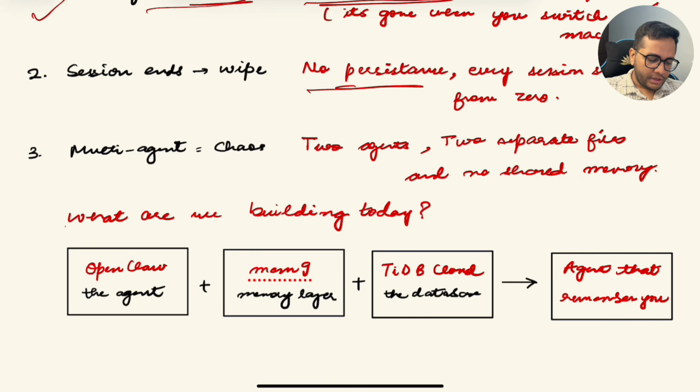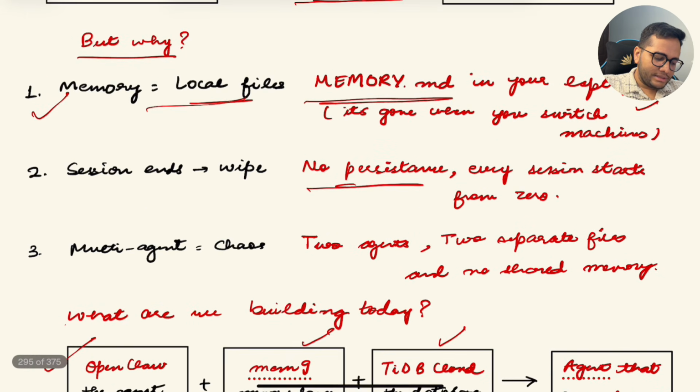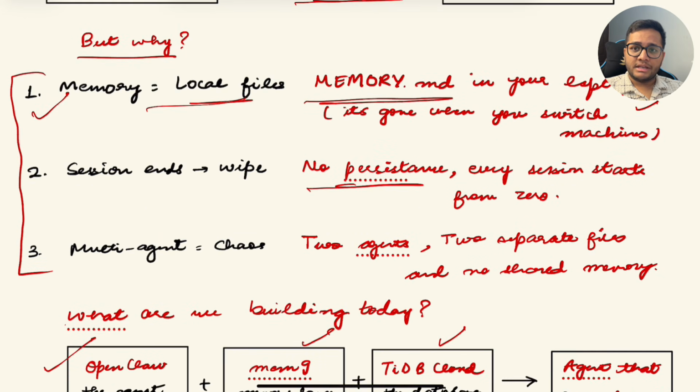How are we going to solve that today? We'll have OpenClaw open. We'll set up OpenClaw, and we'll have a special memory layer, mem9, that is backed by TiDB Cloud. I'll tell you why we're using TiDB, what's the use case of TiDB, and we'll get the final agent that will exactly remember and will solve all these three problems. Now this will help our agents have persistent memory and context over a longer period of time. Now let's see how it works.